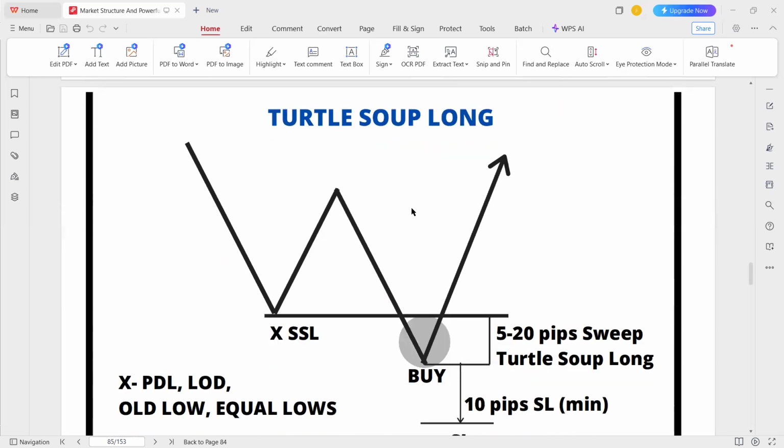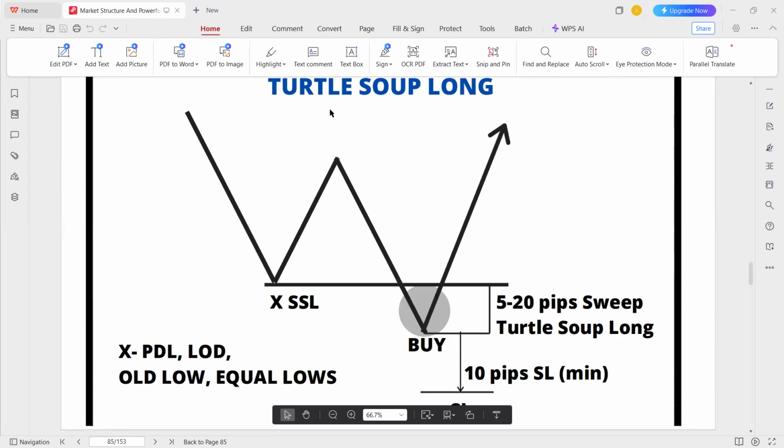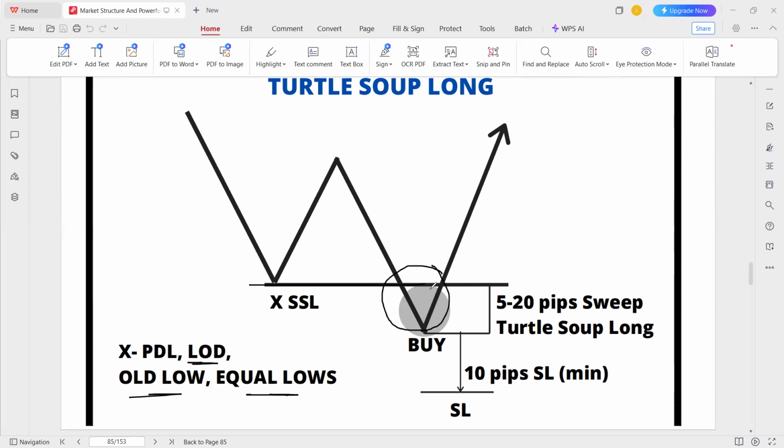Okay, so a Turtle Soup long is just the opposite of the sell. You're simply trying to identify the low, which can either be the previous day's low, the LOD, or any old lows or equal lows. As soon as your price takes out that liquidity and comes back into that range, then you can start looking for buys. Then you can just measure 5 to 20 pips as your stop loss, and with your stop loss, execute your trade.